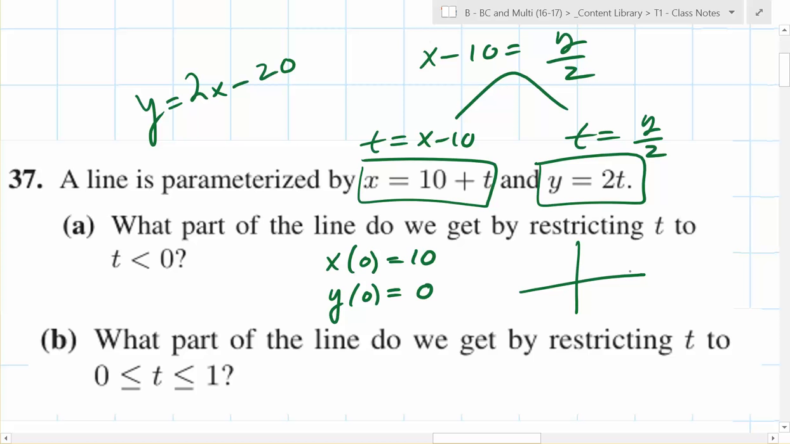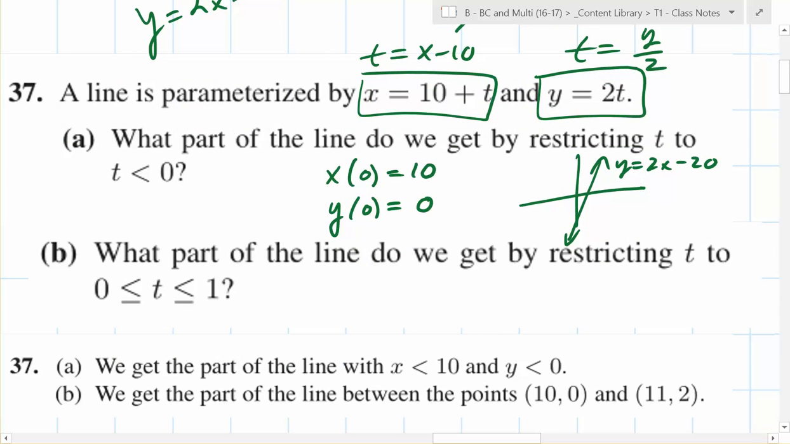So we have 2x minus 20. Let's just say that's it. Y equals 2x minus 20. What part of the line? All x values to the left of 10. When t is 0, x is 10. And when t is 0, y is 0. Are we good with that?